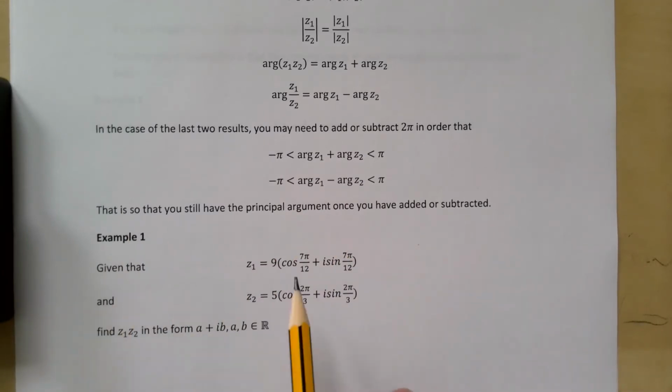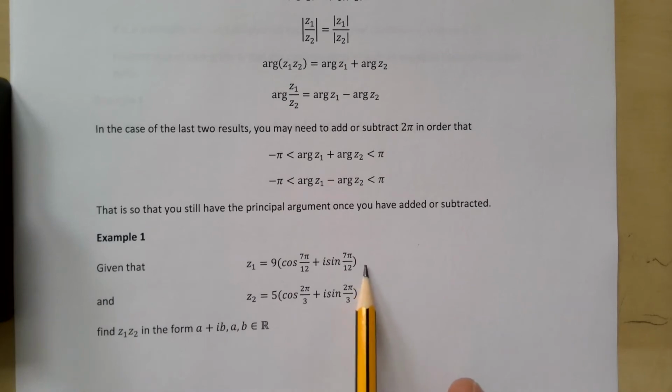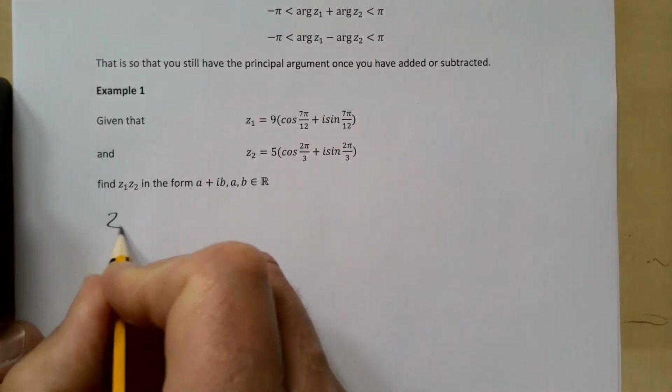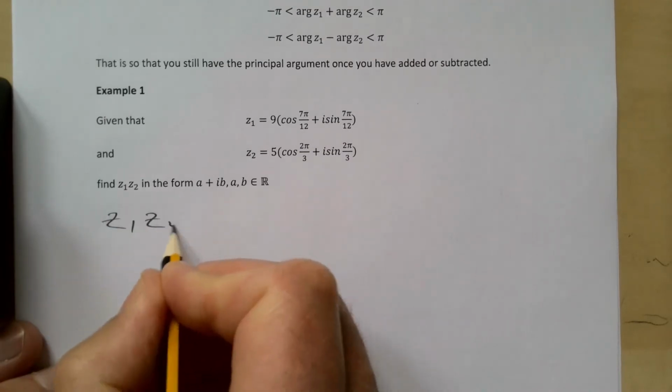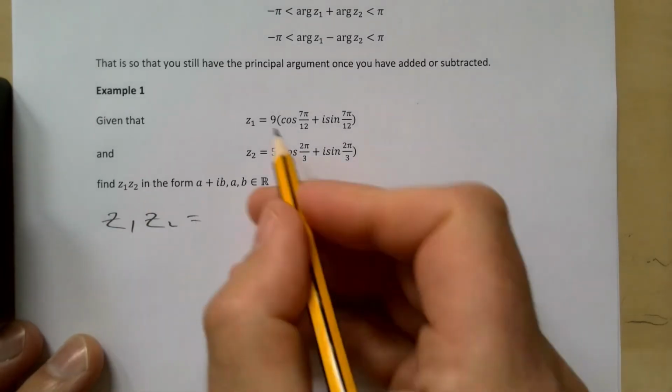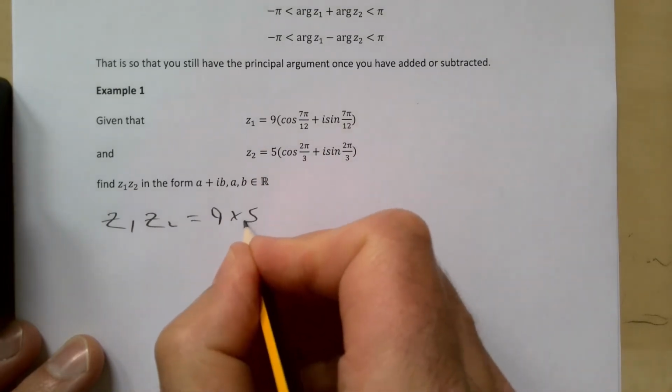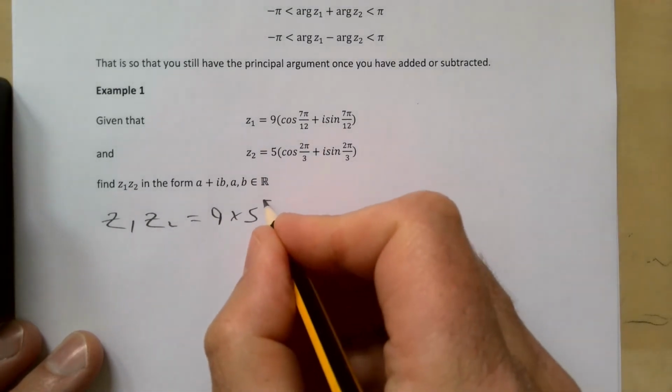Example 1 then, given that Z1 is this and Z2 is this, find Z1 Z2 in the form a plus ib. So I think we eventually need to change it around. So we're asked to find Z1 Z2. So what is our rule? For Z1 Z2, we multiply our moduli and then we add our arguments.